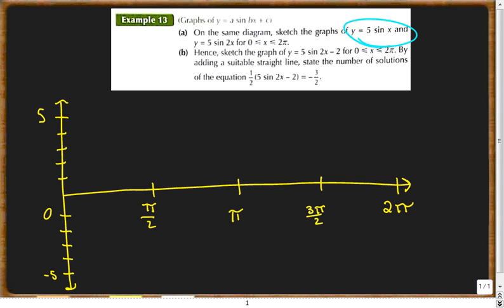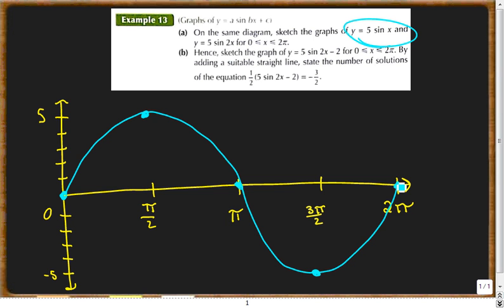Okay, so we need to think about what our values are. The sine of 0 is 0. At 90 degrees, or pi over 2, sine is at a max, so it's a value of 1. So 5 times 1 makes 5. Sine of pi is 0, and the sine of 3 pi over 2 is -1, so -1 times 5 makes -5. And here we go. So this is our sine function, y equals 5 sine of x.